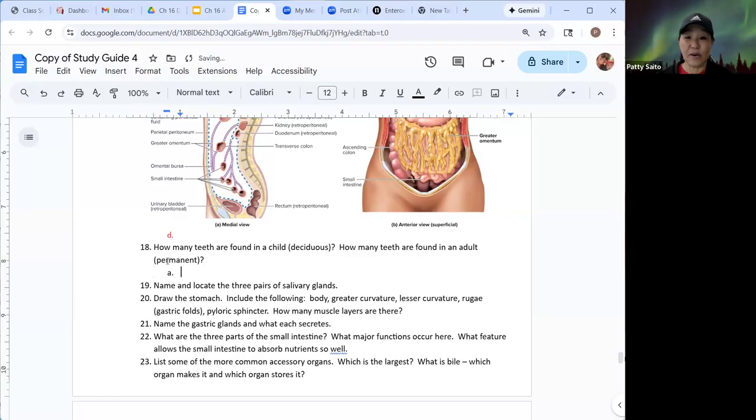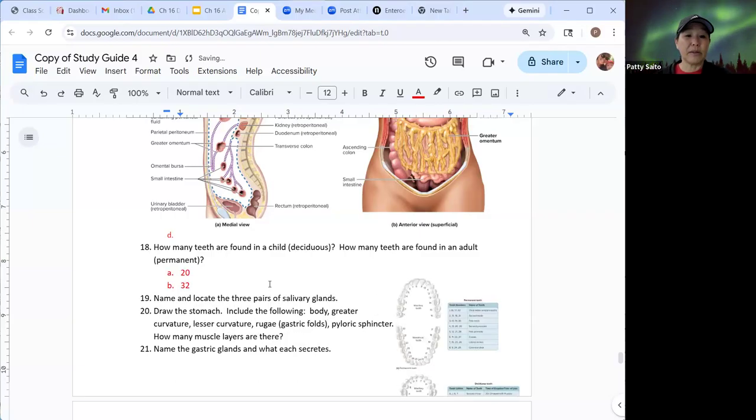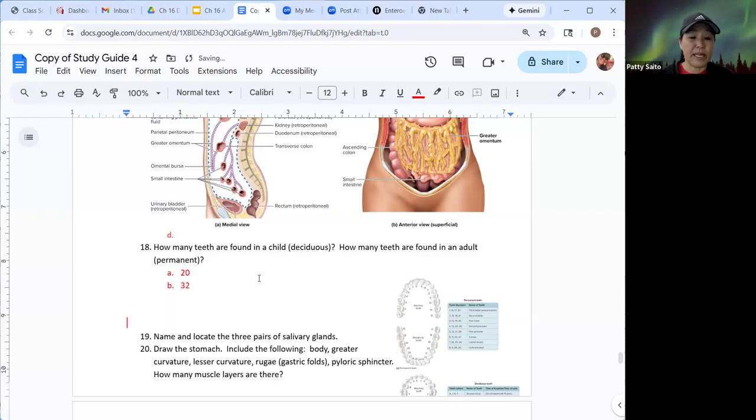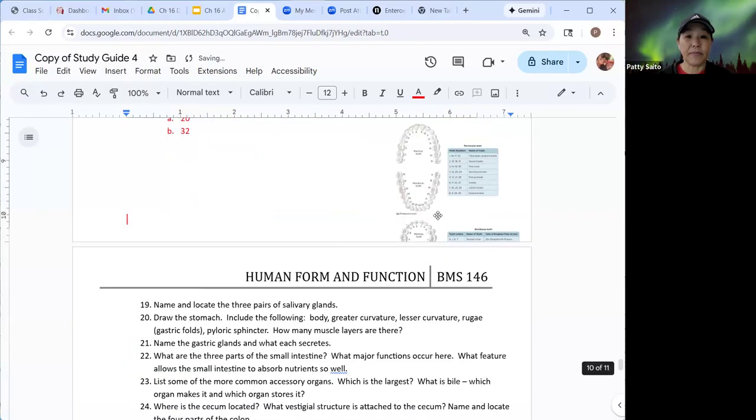Interesting, I hope. All right, let's go on to the teeth. How many teeth in a child and then in an adult? We call children's teeth deciduous. If you think of a tree, a deciduous tree is a tree that loses its leaves in the winter. All right, so child's teeth are deciduous. They're going to be lost and replaced by permanent teeth later.